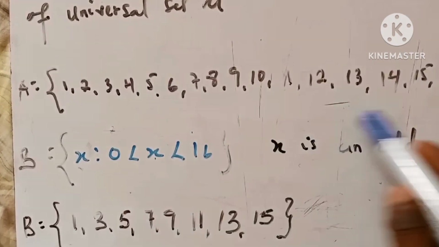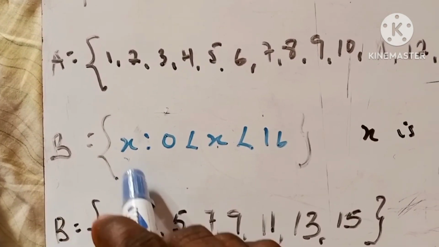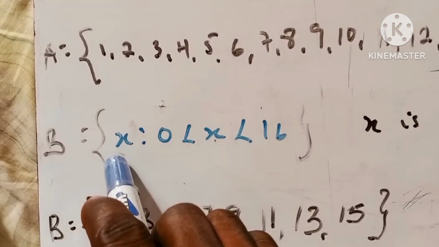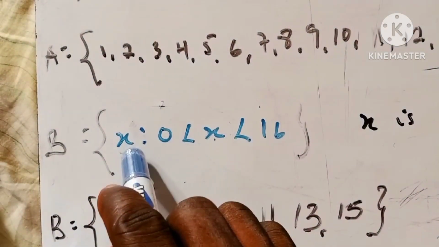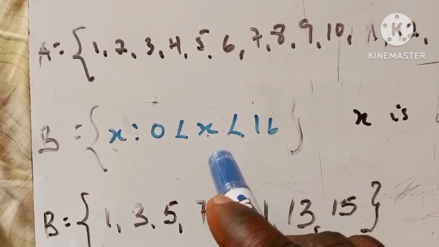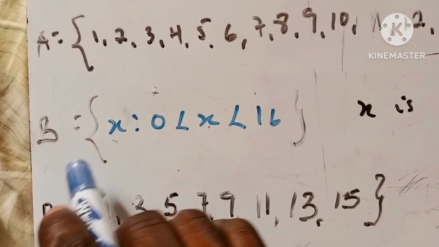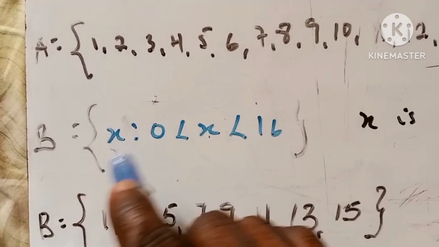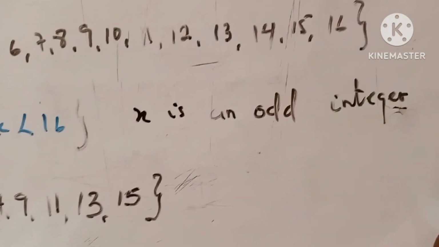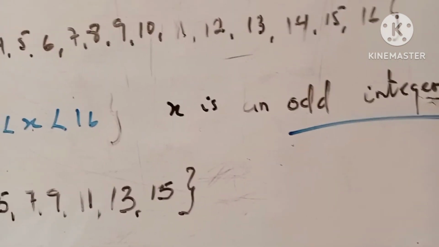So 1 up to 16 here, and then we are told that B is equal to X. Those inside B are just X here. By the definition, this set doesn't contain animals, human beings, or cars, or anything. The only thing that it picks is X, but by a certain condition. So the X here is going to be an odd integer, right? So we are dealing with odd integers. This house contains what?